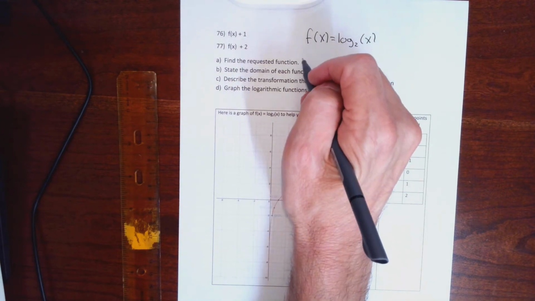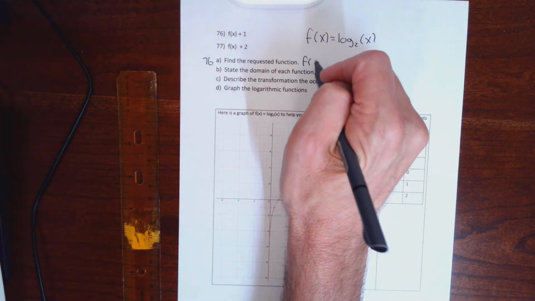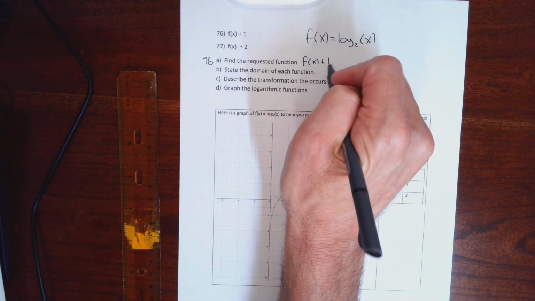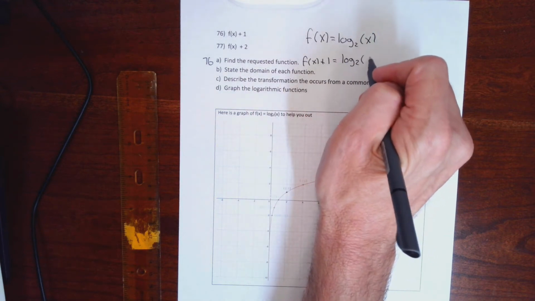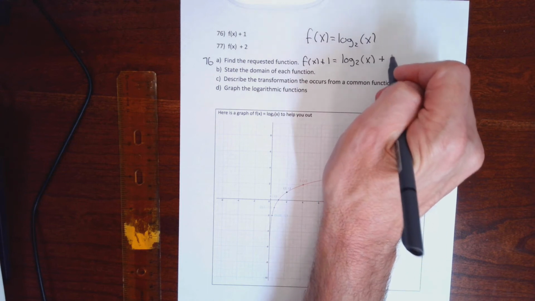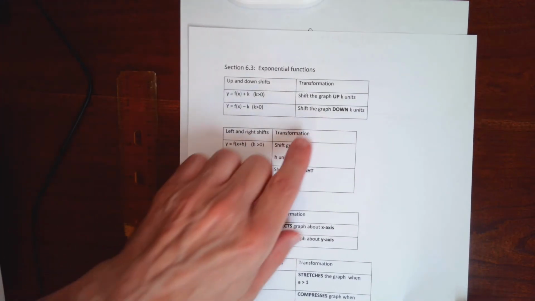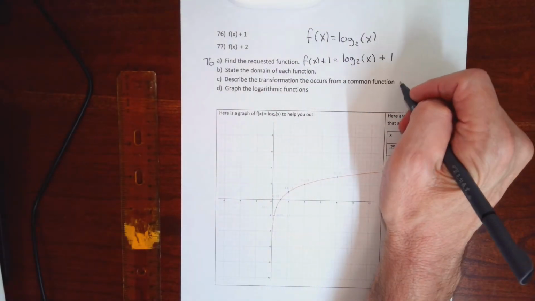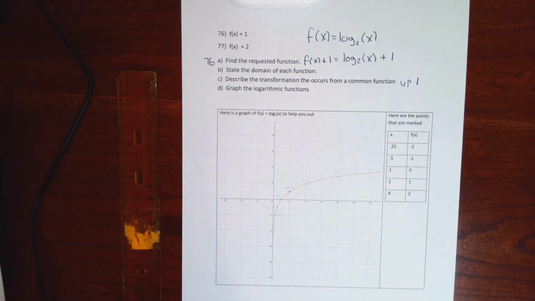For part A in 76, to find f of x plus 1, I'm going to add 1 after the parentheses, not inside the parentheses. And what that has the impact of doing is it shifts the graph up. So it's going to move the graph up 1. Since it's not moving it left or right, it's not going to change the domain.